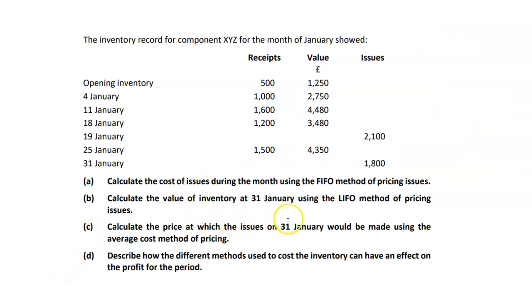Now it says calculate the price at which the issues on the 31st of January will be made using the average cost. Right, so this requires us, if you remember, to add and mix everything up. So in a way, the easiest thing to do really is that I can add all this together and find what the average cost was before we got rid of these figures here. So it's all mixed up, really. So let's do that.